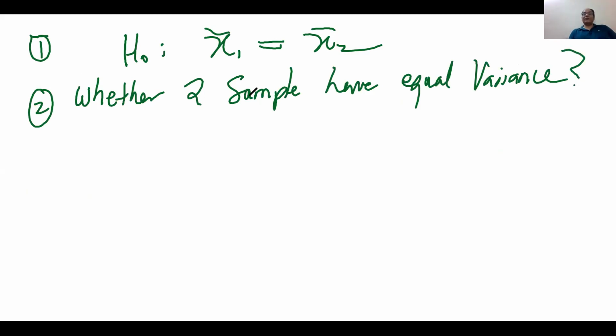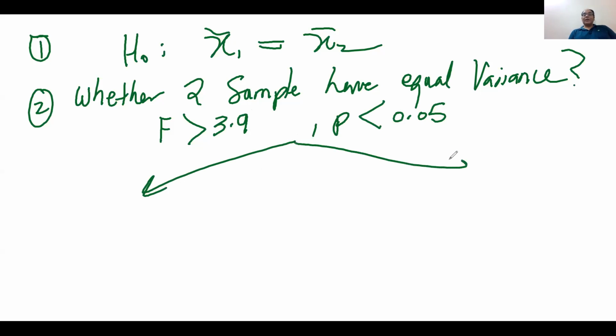First of all, we have to check this assumption. For this, the F statistic should be greater than 4 or 3.9 something, and probability value should be less than 0.05. So this is the case we will check to see whether these two samples have the equal variance or not. So there are two possibilities. We can say yes, their variances are equal, or their variances are not equal, right?